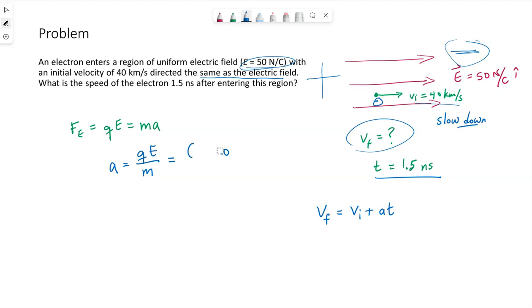It's not writing well. Let's try that again. Acceleration is 1.6 times 10 to the negative 19 times the 50 over the mass. Again, the charge and the mass are on the front cover of the test notes. For an electron, the charge is the fundamental unit of charge.